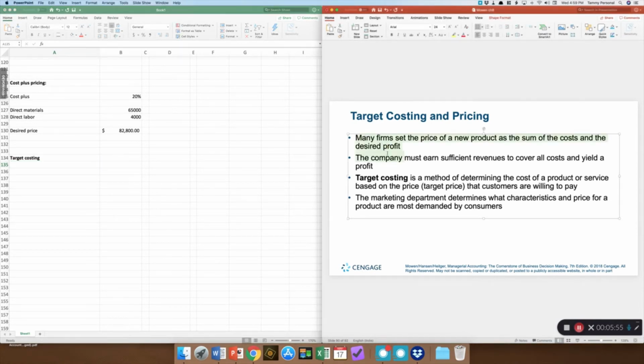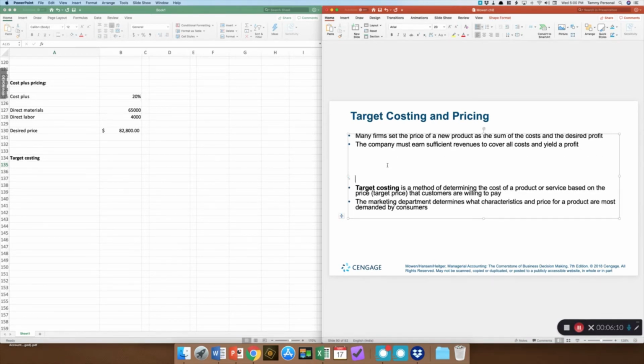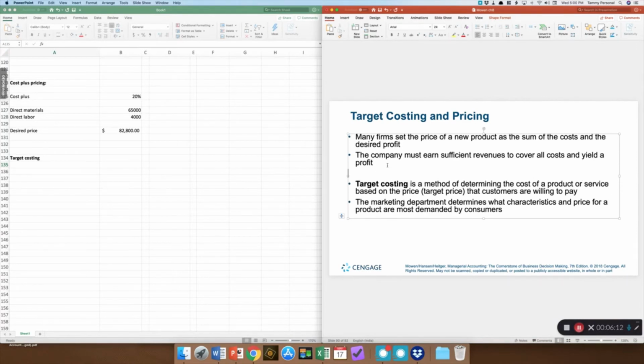Although plenty of firms set the price of a new product as a sum of the costs and the desired profit, this slide is actually poorly laid out because this is a new, separate topic: target costing. Target costing is a method of determining the cost of a product based on the price that customers are willing to pay. So with cost plus pricing, you start with the cost and then you add your markup.